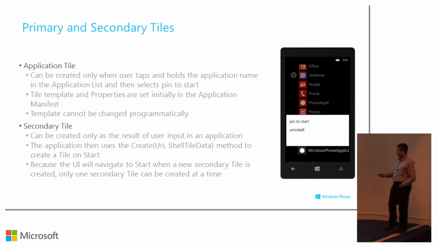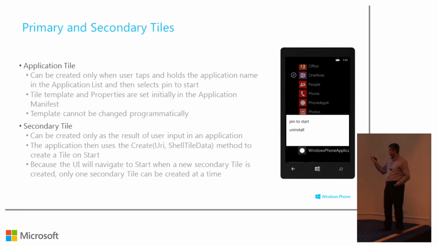As I mentioned earlier, application tiles have to be user initiated. So the user goes to the list of applications and says pin to start. They cannot be created from application code. Also, the template cannot be changed programmatically. So it is defined in the manifest. You cannot change it. Once you design your application and deploy it, you cannot change the application icon template. You can change the icon, not the template.